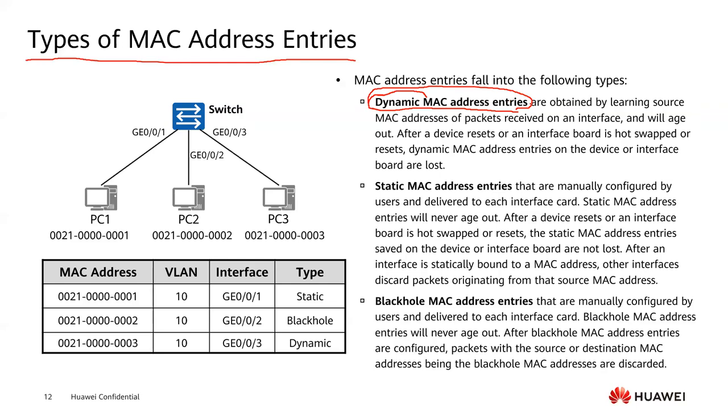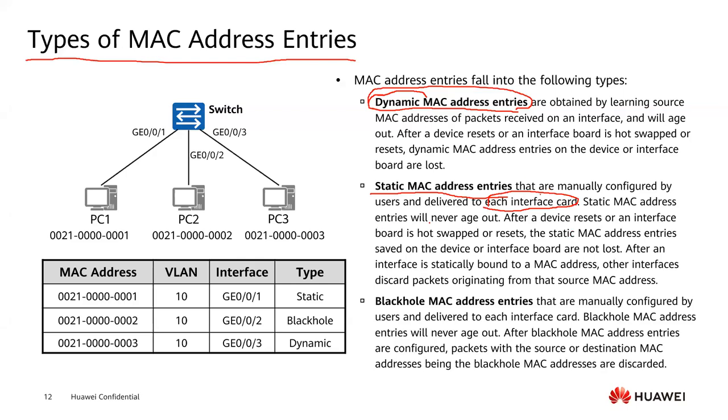So, for example, for a server that has a fixed connected port, and you don't want the traffic to suffer any loss, what will you do? Maybe you will try to use a static MAC address. It means these entries are manually configured by users and delivered to each interface card. I think you don't need to care about that; it just refers to the line card. It is about chassis switches.